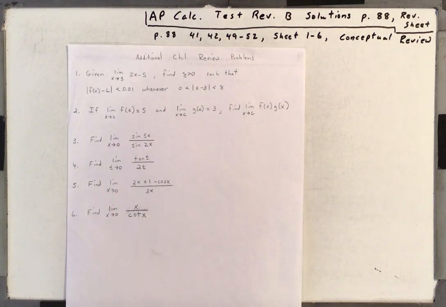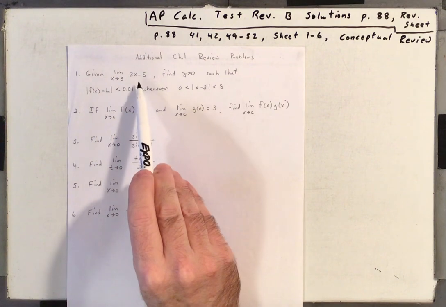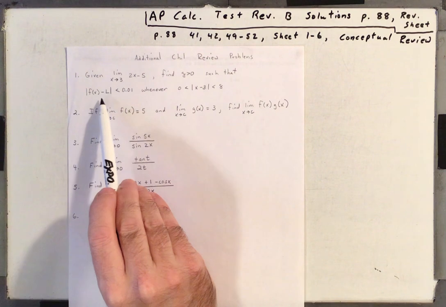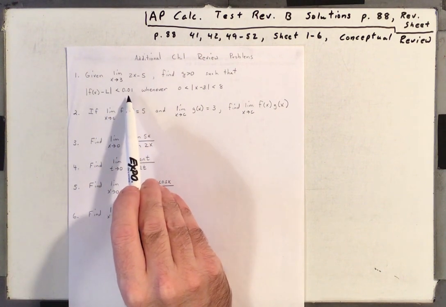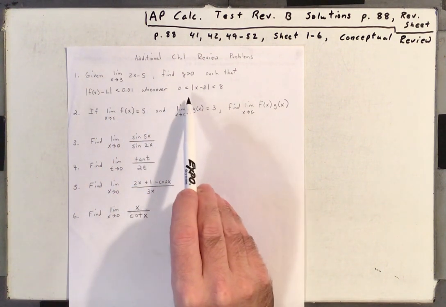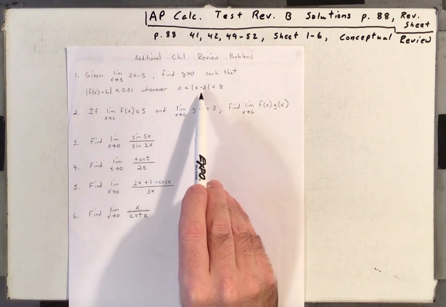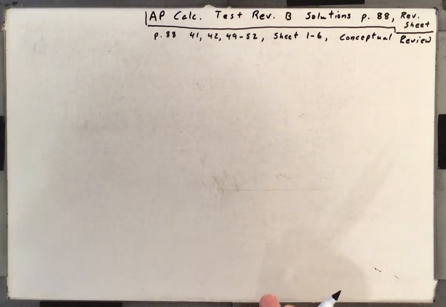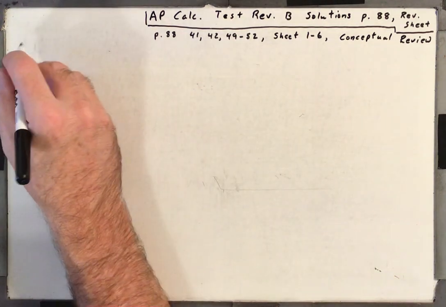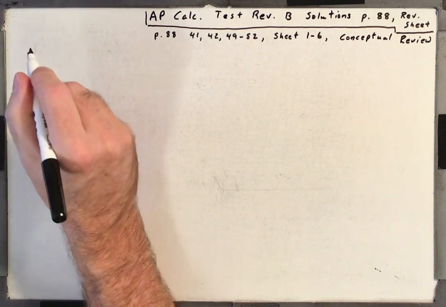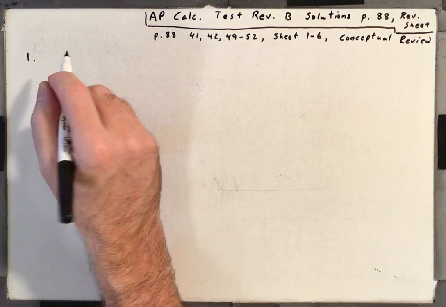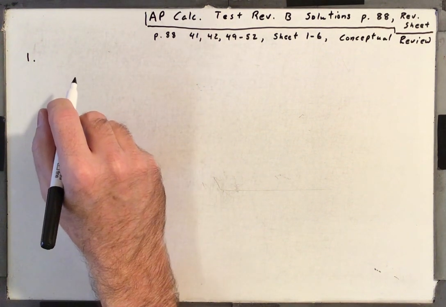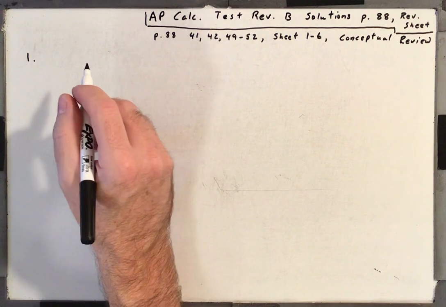And the first question says, given the limit as x approaches 3 of 2x minus 5, find delta greater than 0 such that the absolute value of f of x minus L is less than 0.01 whenever 0 is less than the absolute value of x minus 3 less than delta. Okay, this is the epsilon delta definition of a limit. And so this was from our first homework set. So I didn't want you to forget how to do these. You will be responsible for this on the test, but it's not really too hard.